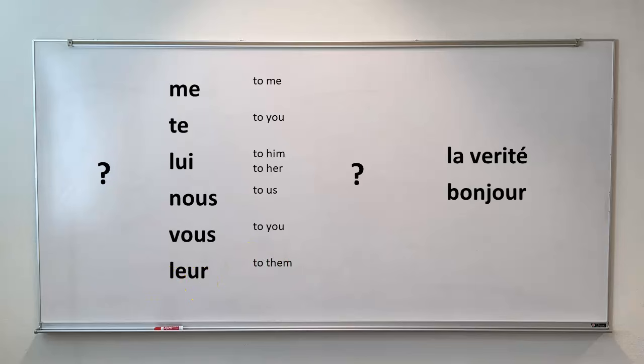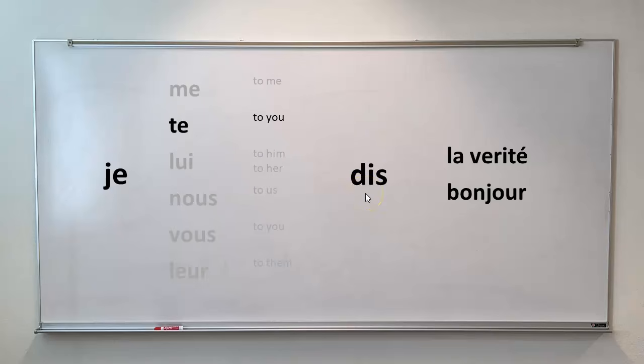Okay, so now we have all the pieces. Let's go ahead and string some examples together. Let's start with the subject pronoun je. So je dis, I say or I tell. Now we have all of the pieces that we need. So for example, if I want to say I tell the truth to you, I would say literally in French, I to you tell the truth, which is je te dis la vérité. Je te dis la vérité.